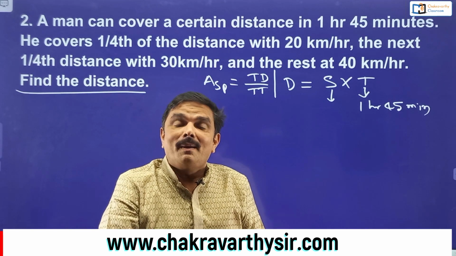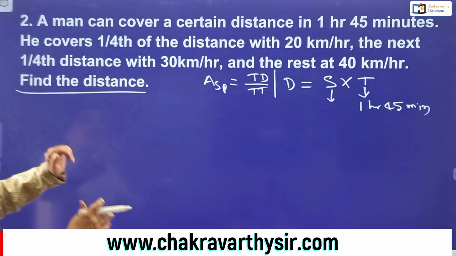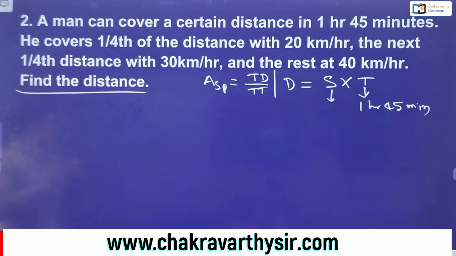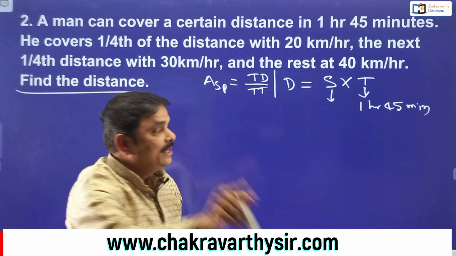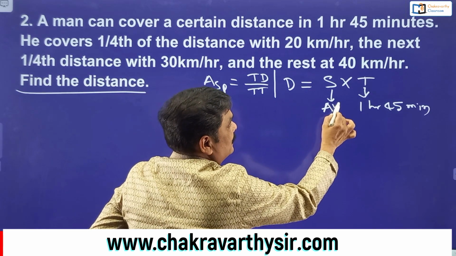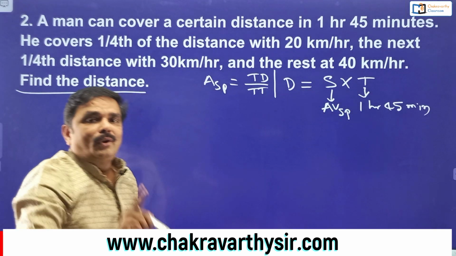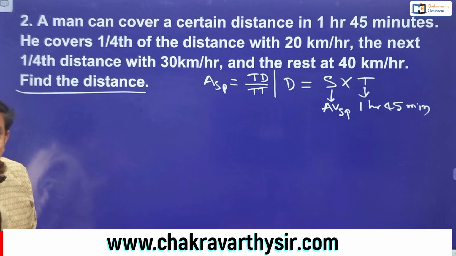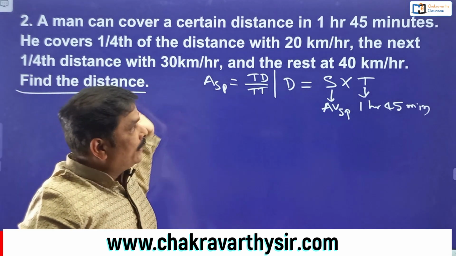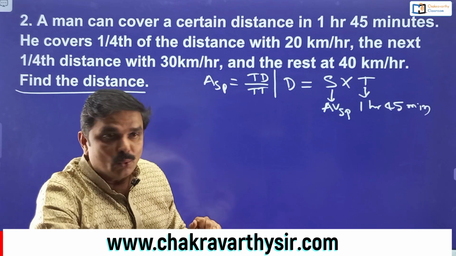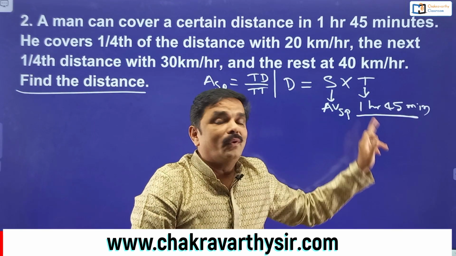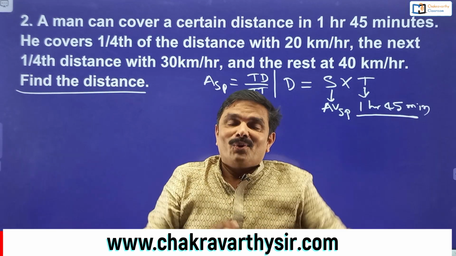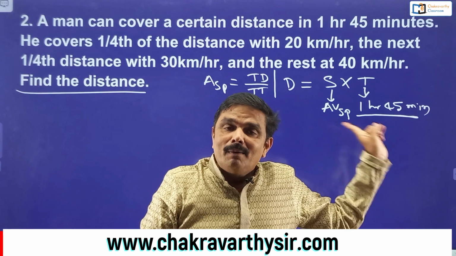How simple this one is. But here, since they have given part of the journey with one speed, the next part with some other speed, and the other part with some other speed, 40 kilometers per hour, the speed will become average speed. Remember, they have not given the speed directly. I need to find out the average speed for this entire journey, into the time taken, 1 hour 45 minutes. You're going to get the answer after the multiplication.